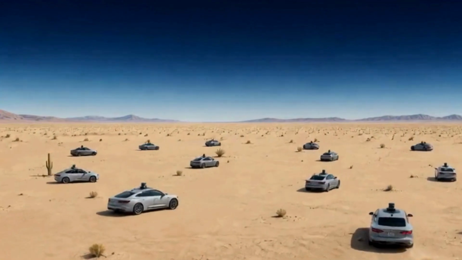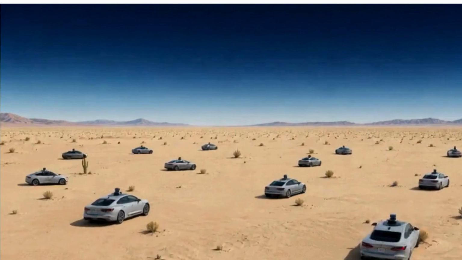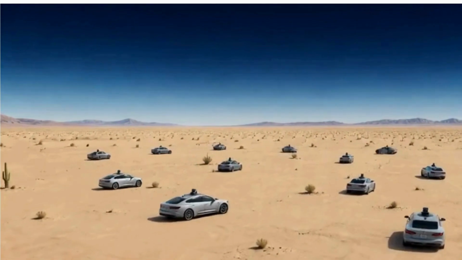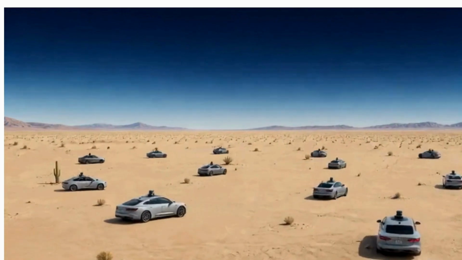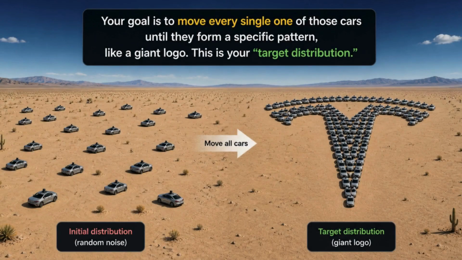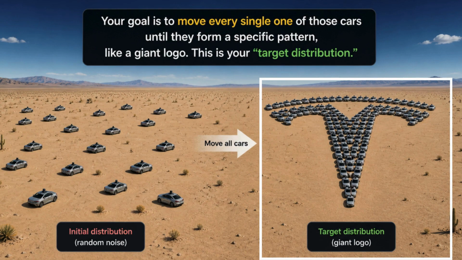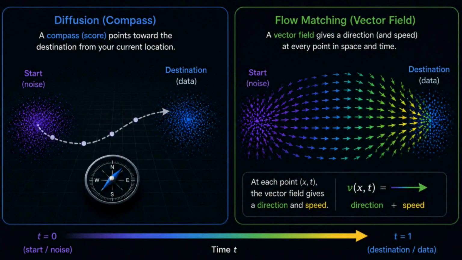Imagine you have a fleet of self-driving cars scattered randomly in the desert. This is your initial distribution, basically pure noise. Your goal is to move every single one of those cars until they form a specific pattern, like a giant logo. This is your target distribution.